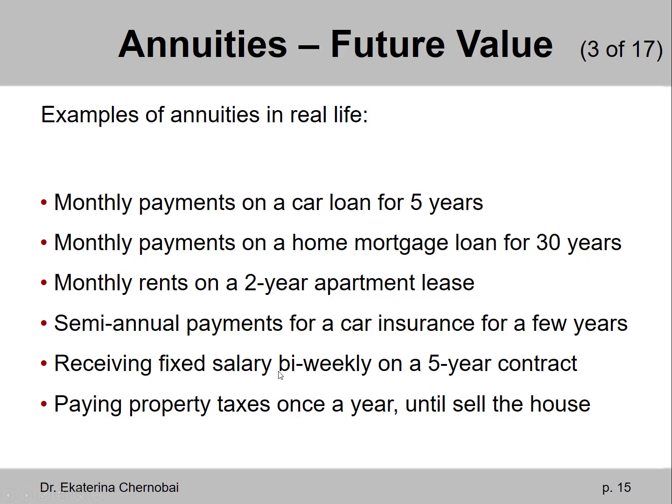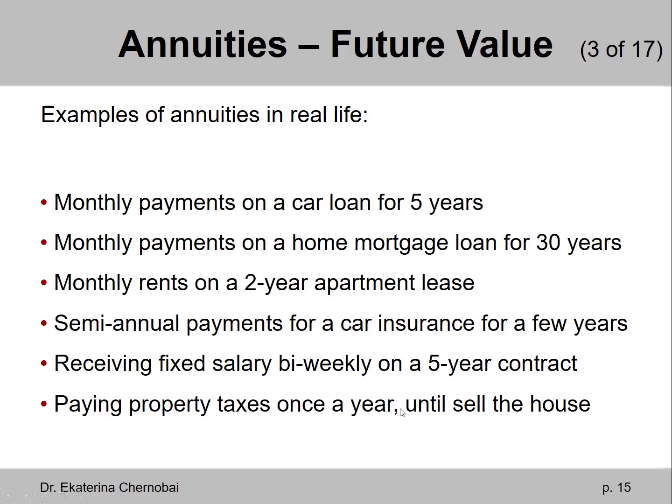That's also an annuity. Property taxes, if the value of your house doesn't change, you will be paying the same taxes every year. So same number once a year. And for how long? Until you sell your house. That's when it will all end. I have different examples here, and you might realize that some examples have monthly payments, others have bi-weekly payments, others have semi-annual payments or annual payments.